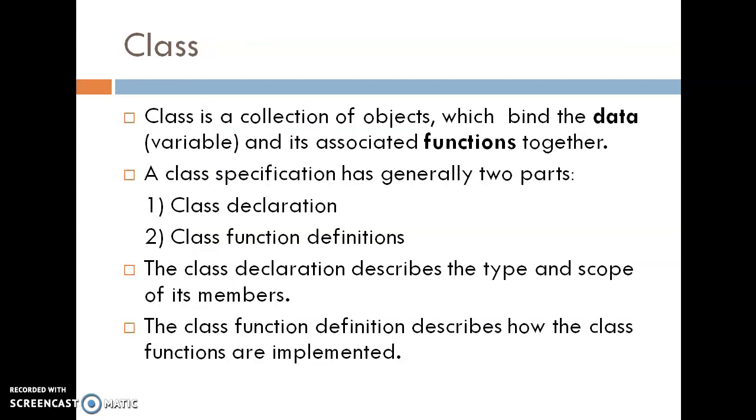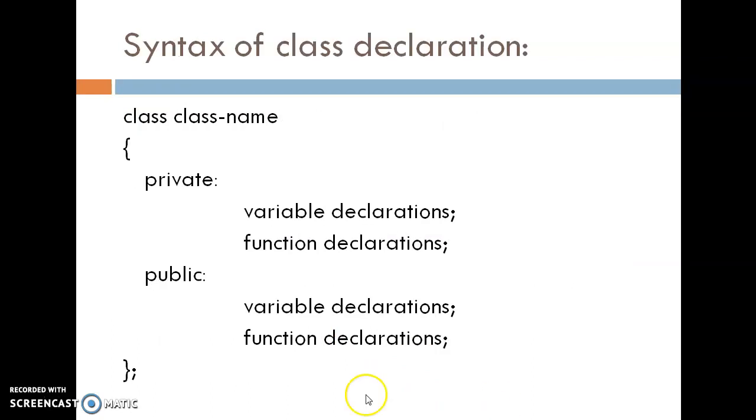Class. Class is a collection of objects. Basically, a class has two types of members. The first is data, which is known as variables, and the second is the functions inside it. So a class specification generally has two parts: the class declaration and the function definition. Okay. Class declaration describes the type and the scope of its members, and the function definition describes how the class functions are implemented.